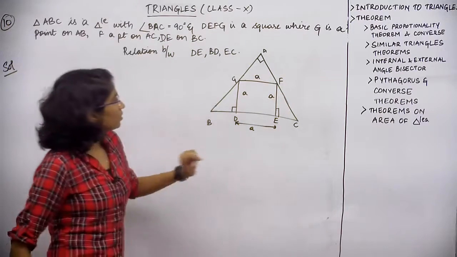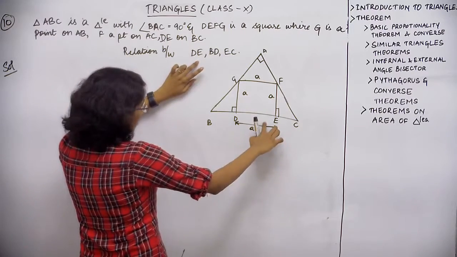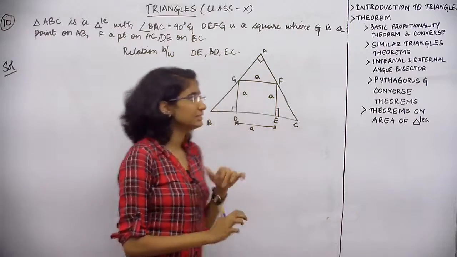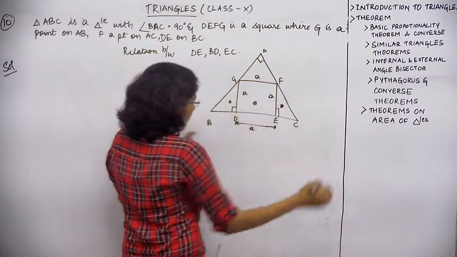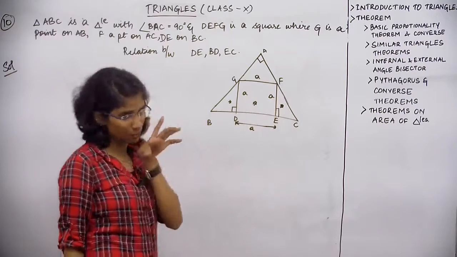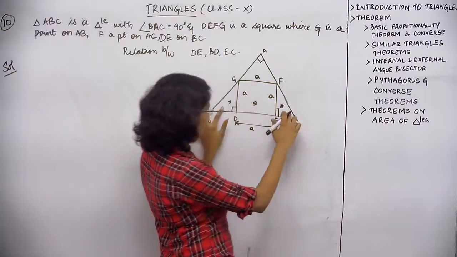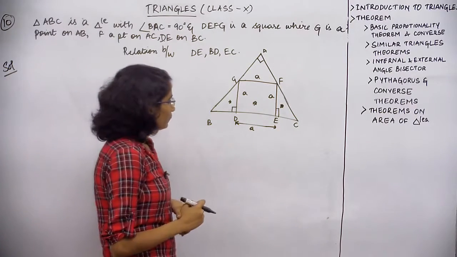Okay? So what did they ask? The relationship between DE, BD and EC. So they basically asked you the relation between these two triangles and this one square. Okay? So first of all, this triangle and this triangle are similar. Can we say that? Okay.